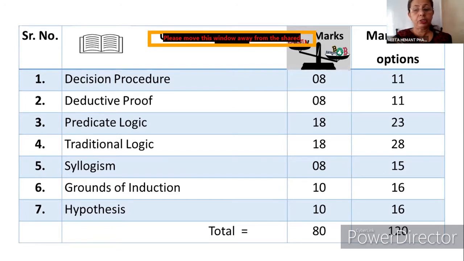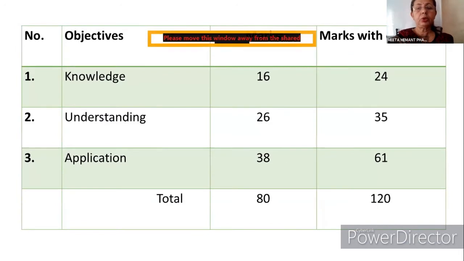Then grounds of induction, 10 marks for compulsory and 16 for option. Then you have hypothesis, the 7th one, which carries 10 marks compulsory and 16 for option. So it is a total 80 marks paper, and for options it is 120. Then we go to the next. So far as knowledge is concerned, it carries 16. But your understanding should improve, for which there are 26 marks. Compulsory 26, but option 35.